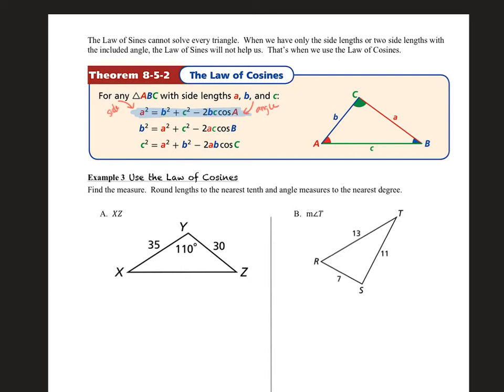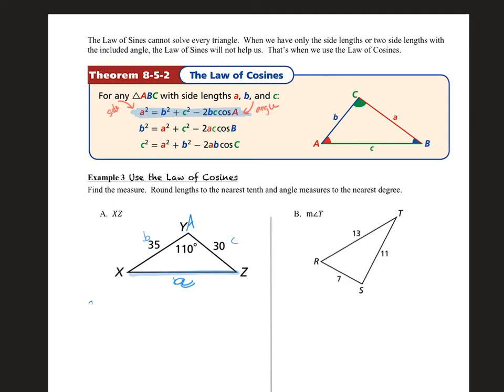like for instance in example 3a, they want us to find this side XZ. So I'm going to call that side, since sides are lowercase, our lowercase a, because that's what we're trying to find, which makes the 110 capital A. And then the other two don't matter. You can call one of them B and one of them C. It really doesn't matter. So call that B, call that C. And we're just going to plug into the formula now.